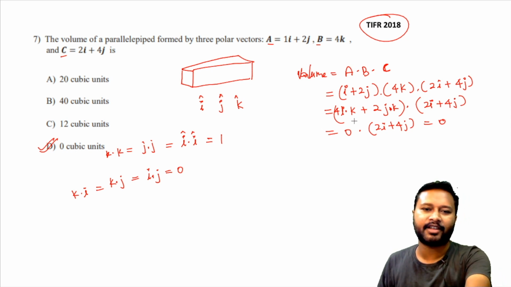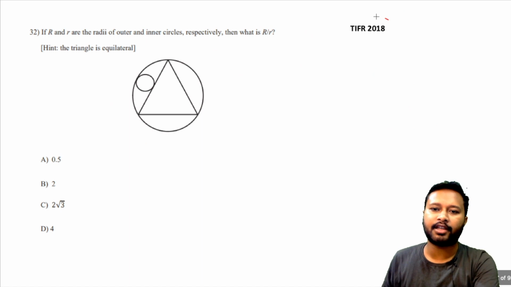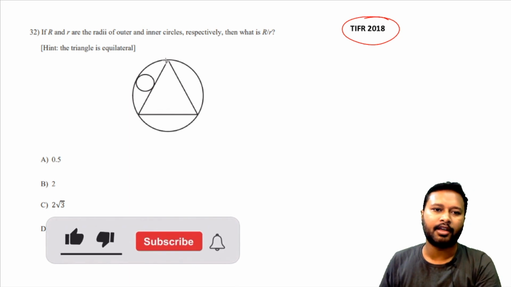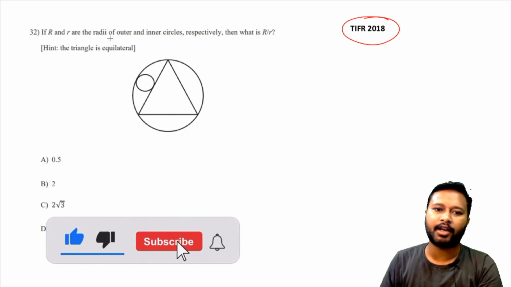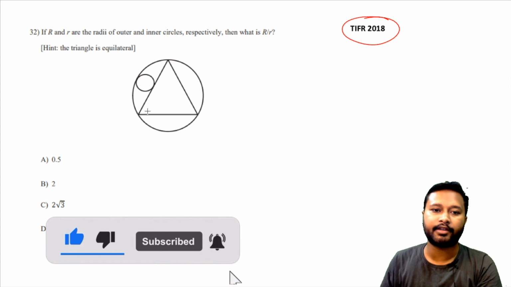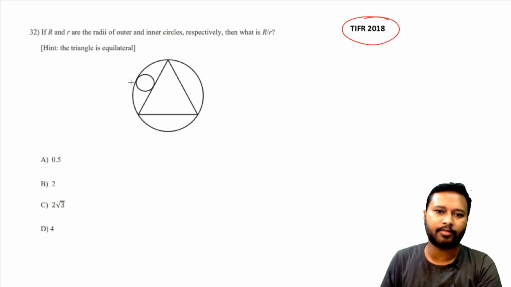Alright, let's go to the next question. This is again asked in TFR 2018, and it's again a geometry question. It says that if capital R and small r are the radii of the outer and inner circles, this is the outer circle and this is a small inner circle, then what is capital R by small r? Remember the hint is given to me that this triangle is an equilateral triangle. We'll try to use that.